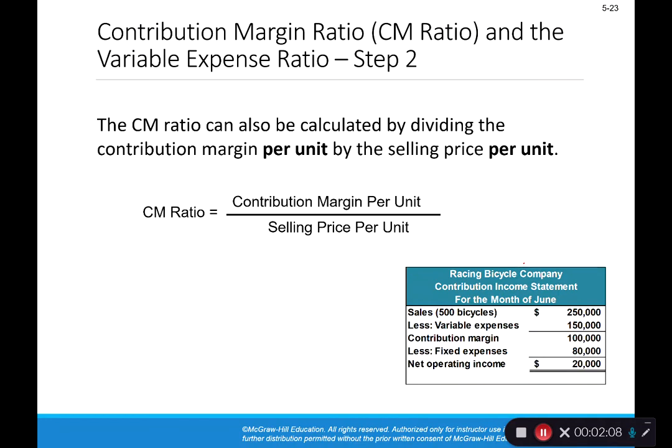We can also get our CM ratio by using per unit numbers. So we know that the contribution margin per unit, if we have 100,000 as our CM and we sold 500 bikes, is going to get us a contribution margin per unit of 200. The selling price, remember, was 500. So if we take our 200 CM per unit divided by our 500 selling price per unit, we arrive at that same 40% contribution margin ratio.